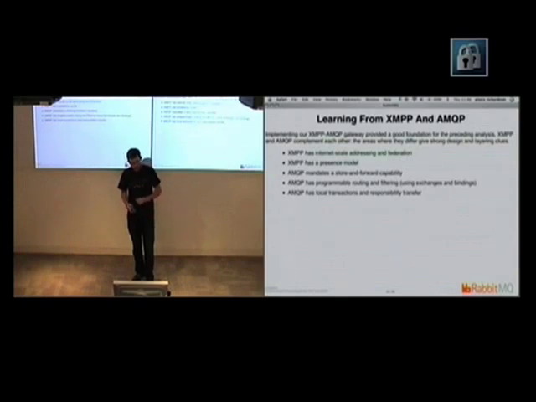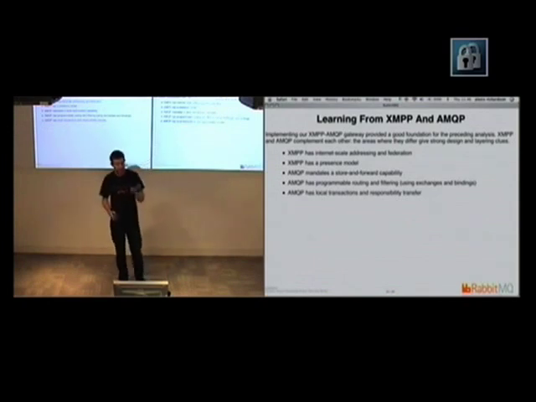And just to close off, we implemented an XMPP AMQP gateway, and that taught us an enormous amount about the kinds of things we might want in the perfect messaging protocol. It seems that they complement each other pretty well. XMPP's internet scale addressing and federation are fantastic, something that AMQP is lacking. Its presence model is really interesting, and for AMQP to have life cycle events over the exchanges, queues and bindings that it supports would be really useful.